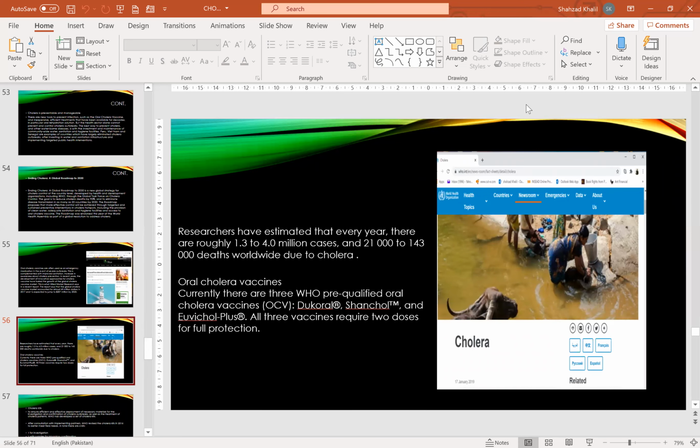In another article, WHO researchers have estimated that every year there are roughly 1.3 to 4 million cases and 21,000 to 143,000 deaths worldwide due to cholera. As for oral cholera vaccines currently available, the WHO pre-qualified oral vaccines are Dukoral, Shanchol, and Euvichol-Plus. All three vaccines require 2 doses for full protection.